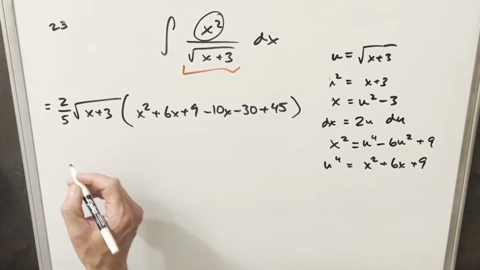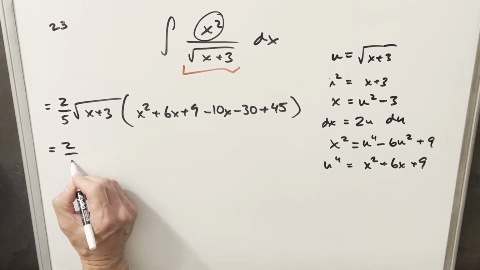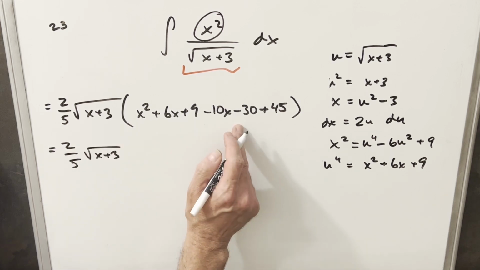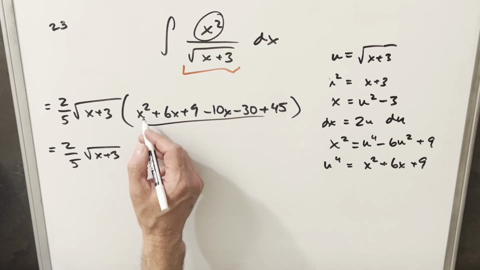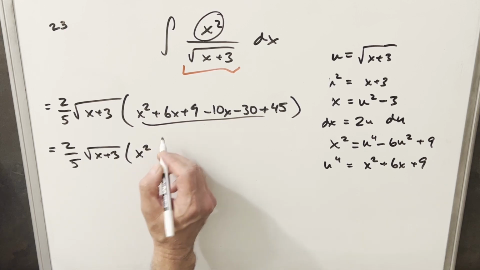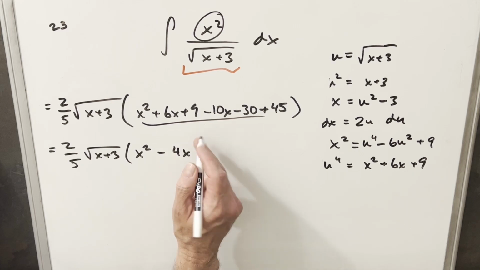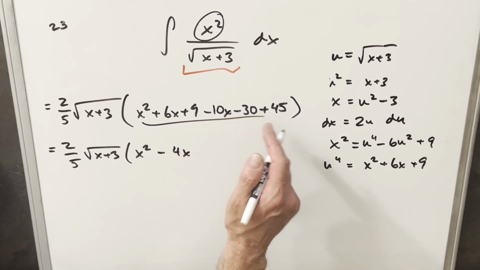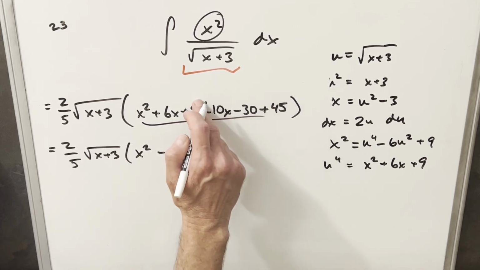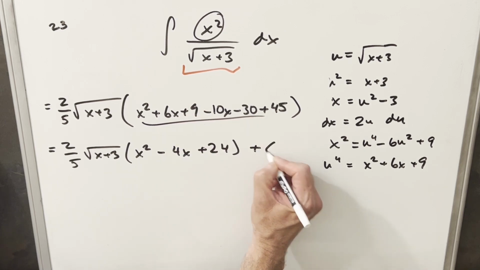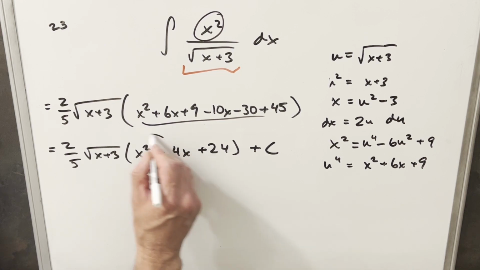Okay, now from here I just need to combine a few terms, get a little bit of simplification, so we'll leave this part out front. Then going through this, we just have an x squared. Combining 6x minus 10x is going to give us minus 4x. 45 minus 30 is 15, plus 9 gives us plus 24. Let's tack on a plus c just to be polite, and that's it.